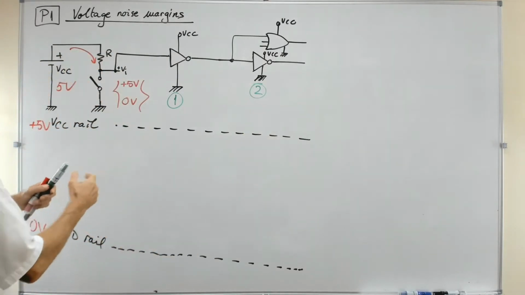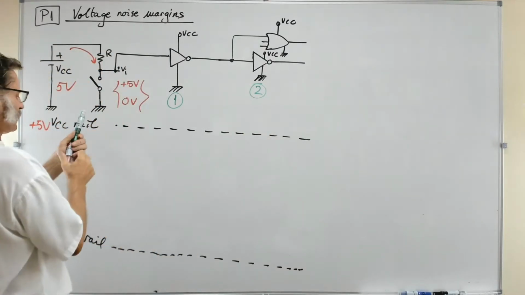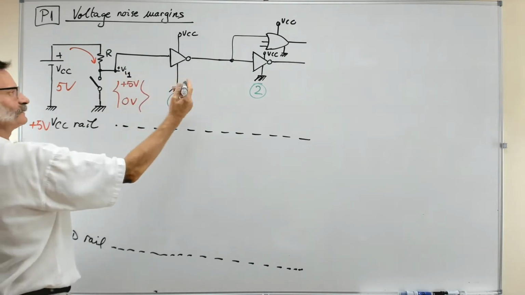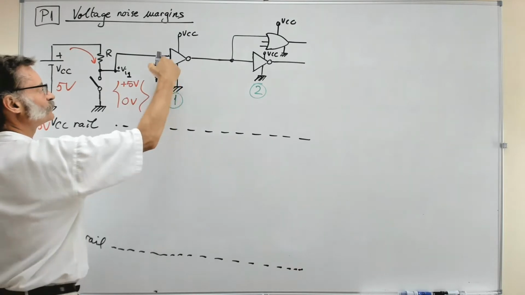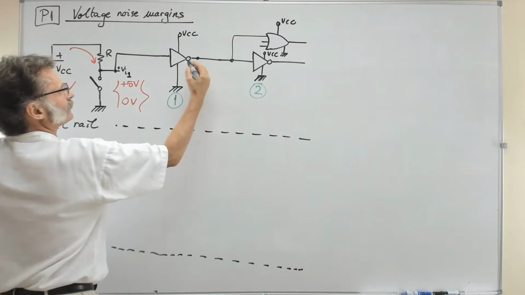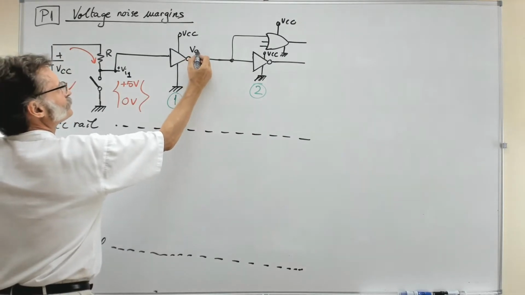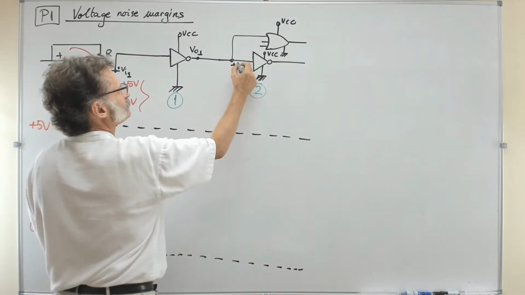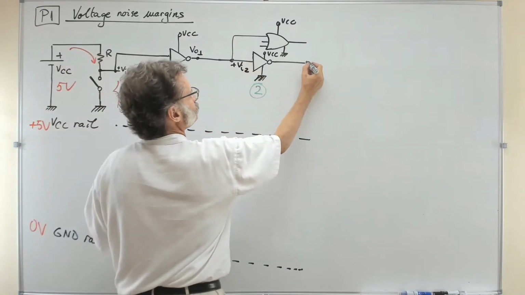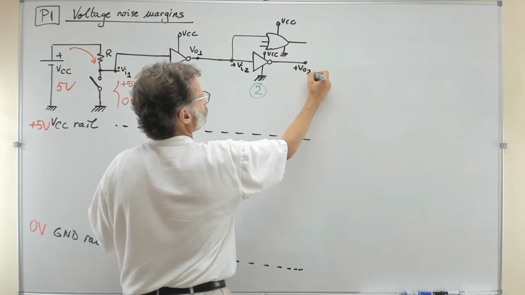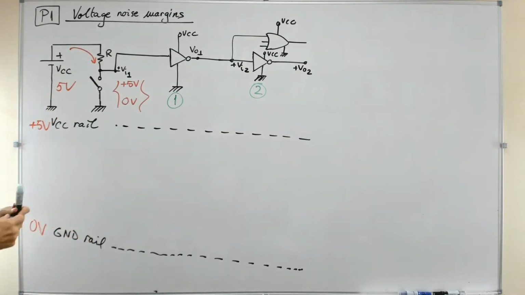So what is this? This is in some way VI1, because it's driving the input of the gate 1. And then you have here a node that you may call VO1. But there is a wire, so here you have plus VI2, and so up there you have the plus VO2. You see, the output voltage of the second gate.